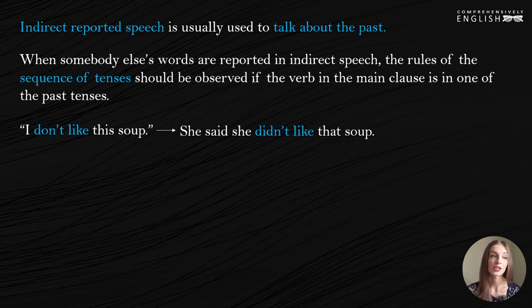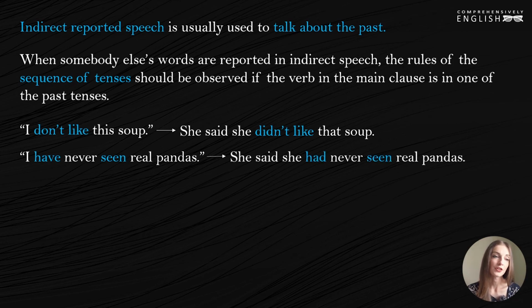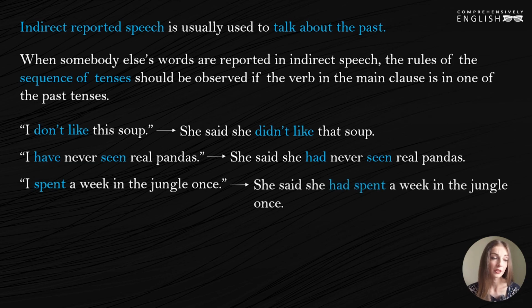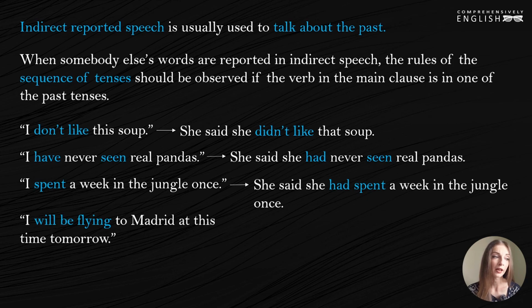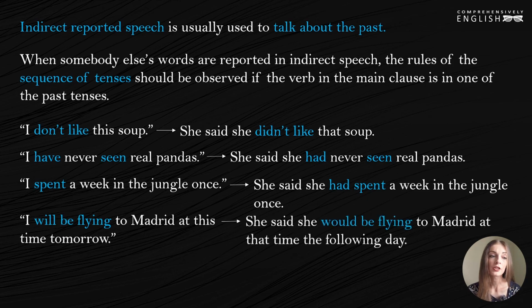She said she didn't like that soup. I have never seen real pandas. She said she had never seen real pandas. I spent a week in the jungle once. She said she had spent a week in the jungle once. And I will be flying to Madrid at this time tomorrow. She said she would be flying to Madrid at that time the following day.